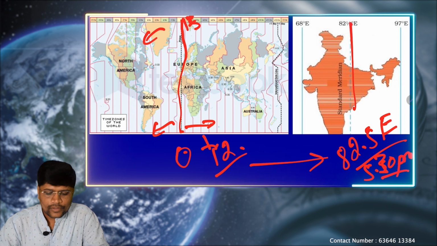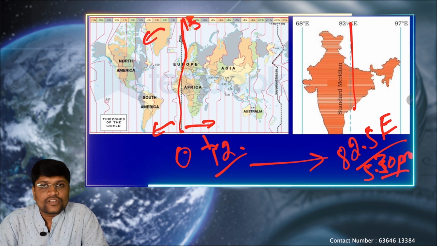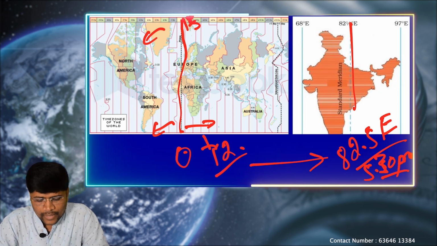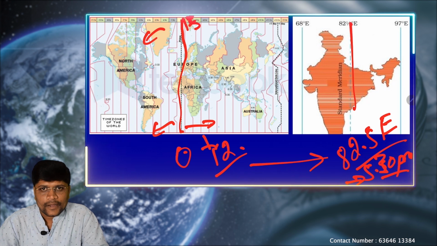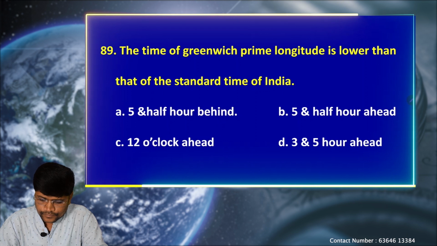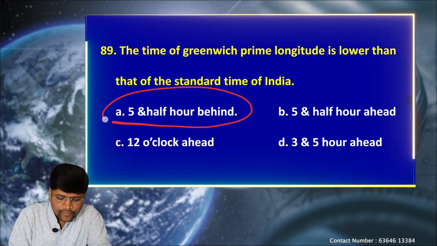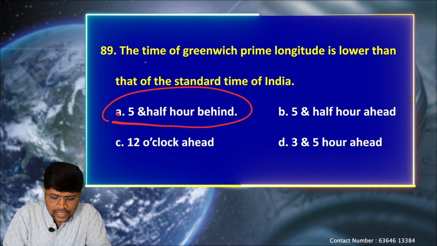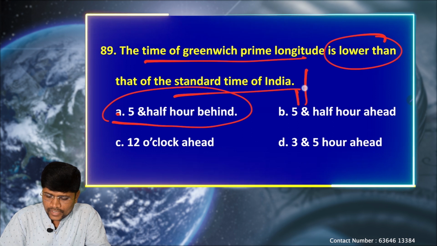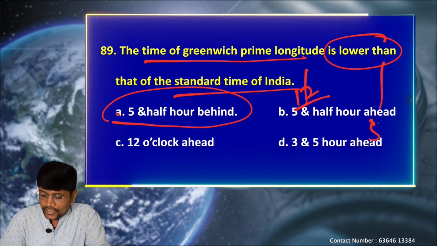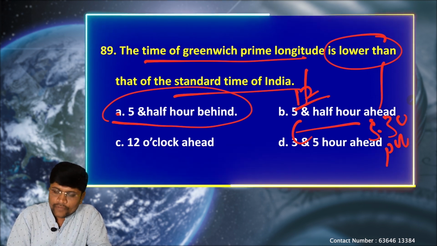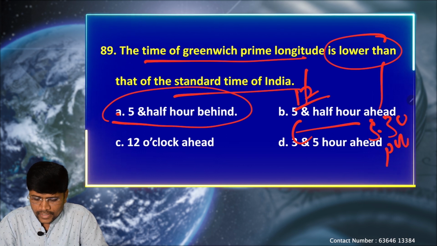So here the question is asking, when compared to the Indian standard time, how much lower the Greenwich meridian time is. So what will be the time near the prime meridian if it is 5:30 p.m. in India? Certainly, among the options we have, 5.5 hours behind is the correct option. That means the time of Greenwich prime longitude is lower than that of the Indian standard time. That means near the prime meridian, if it is 12 o'clock in India, it will be 5:30 p.m. That means London prime meridian time is 5.5 hours behind the Indian standard time zone.